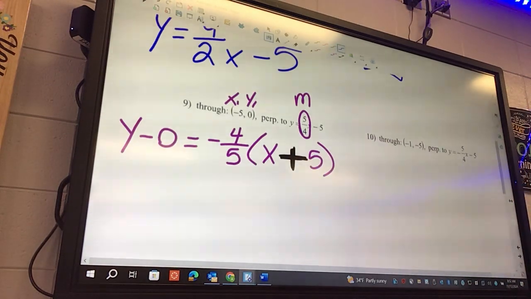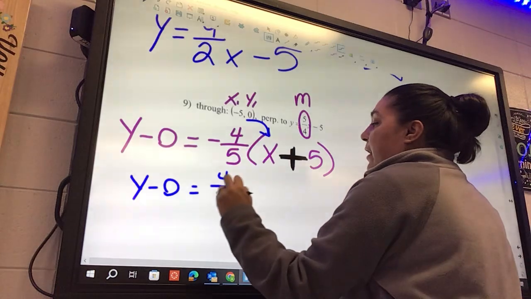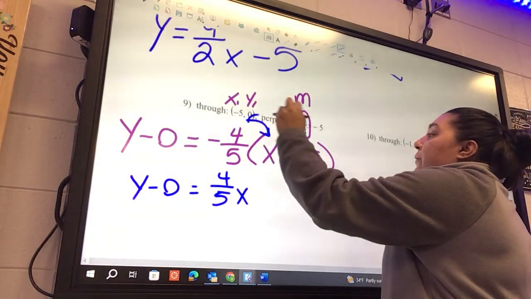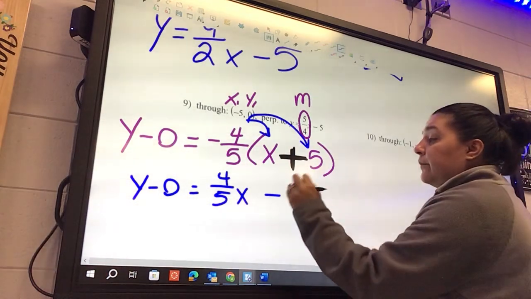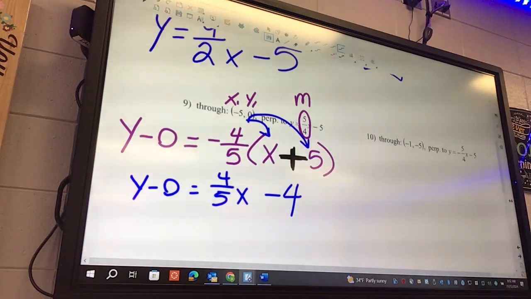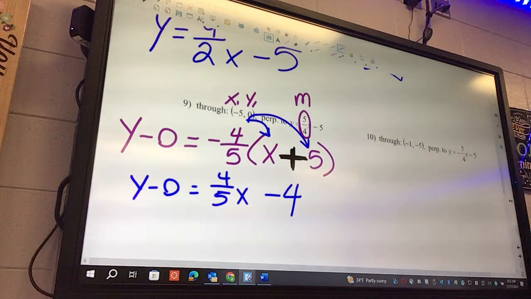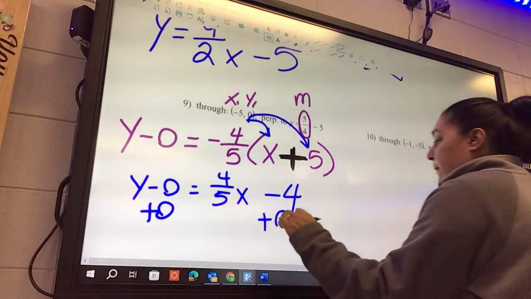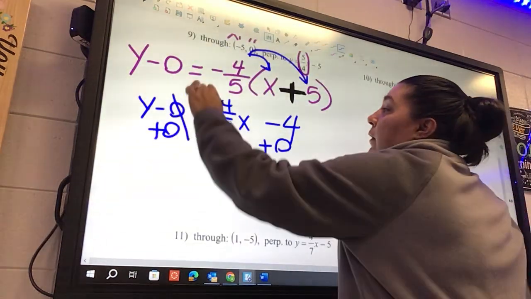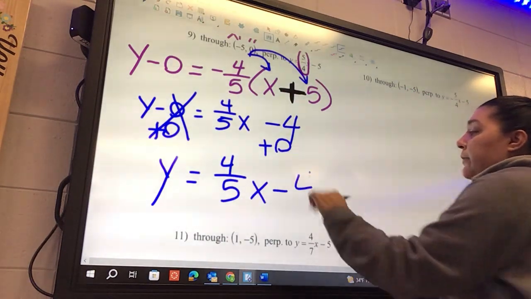Okay, and then we're going to go ahead and distribute. So negative 4 over 5 times x is going to be negative 4 over 5x. Negative 4 over 5 times 5. Negative 4? Okay, and then what needs done? Add 0. Yeah, you can add 0. Okay, who's he gonna go with? The 4. So we're gonna get y equals negative 4 over 5x minus 4.